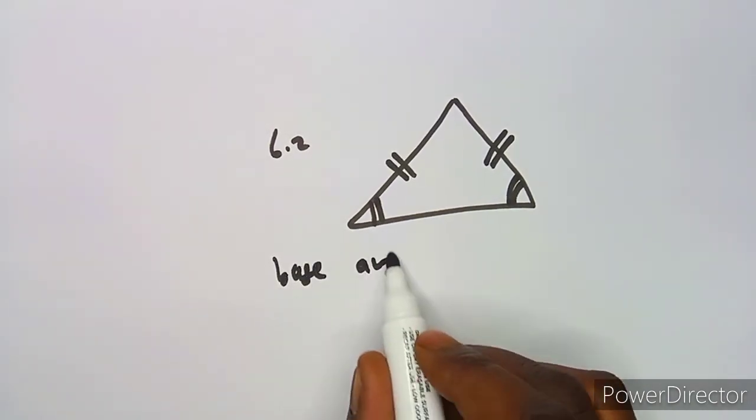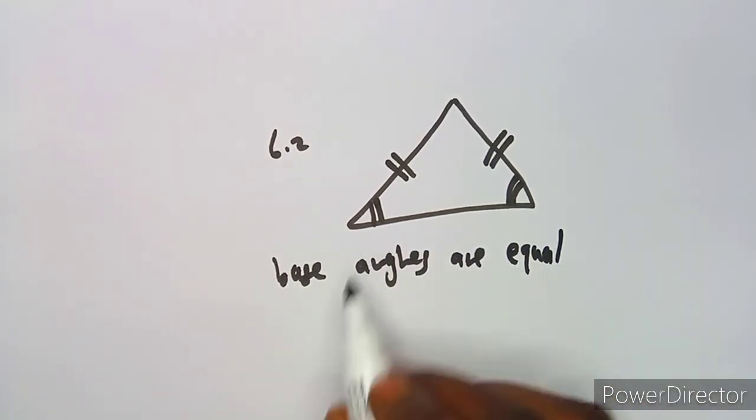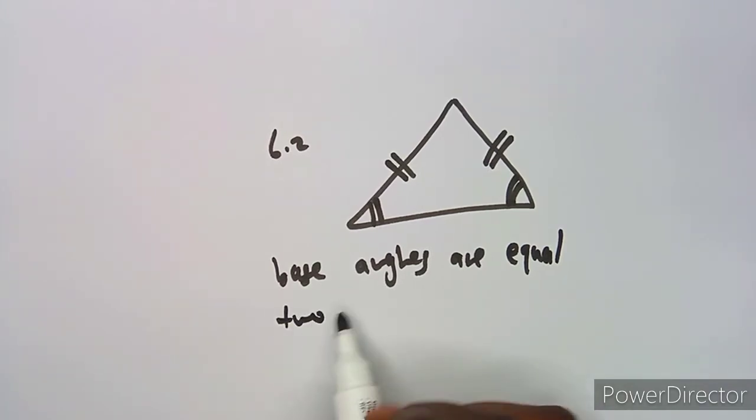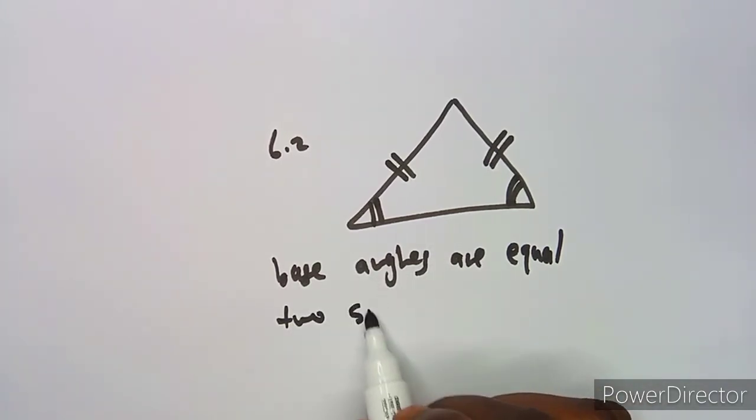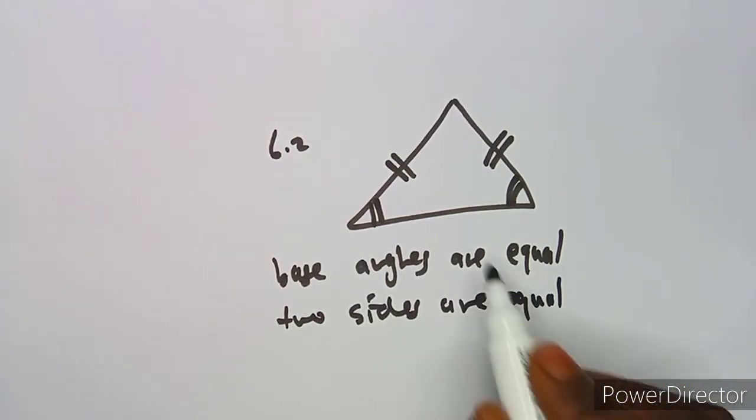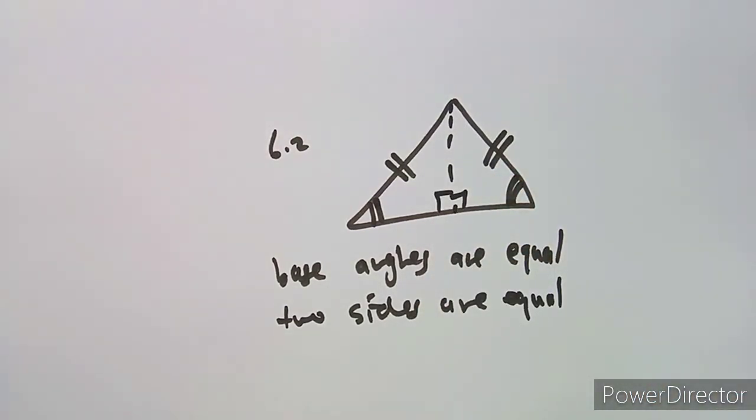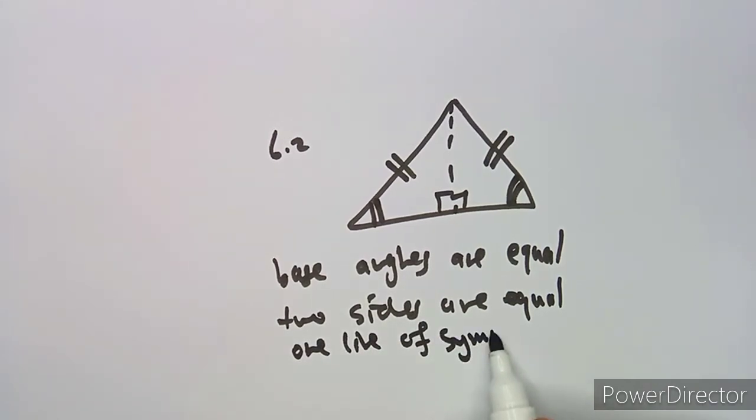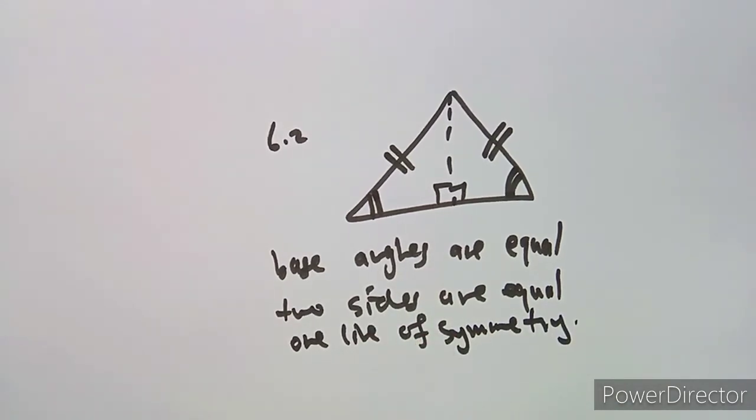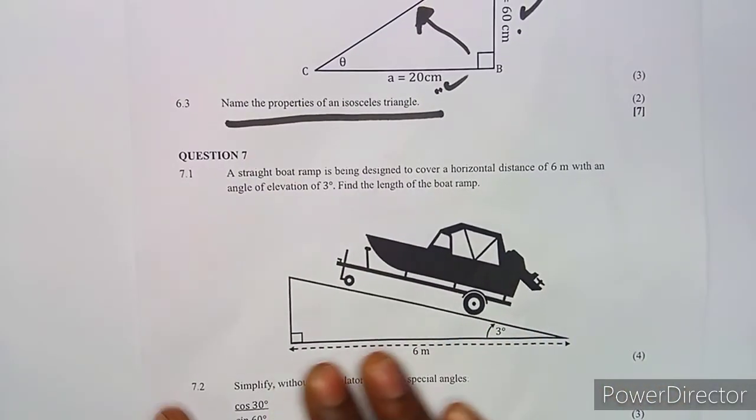So actually, base angles are equal. And what else? Two opposite sides are equal. And there are so many properties. In this one, we've got one line of symmetry. All right, then what does it do? The line of symmetry bisects the line at 90 degrees. Oh guys, there are so many that you can list out there. All right, so that's how you answer these typical questions.